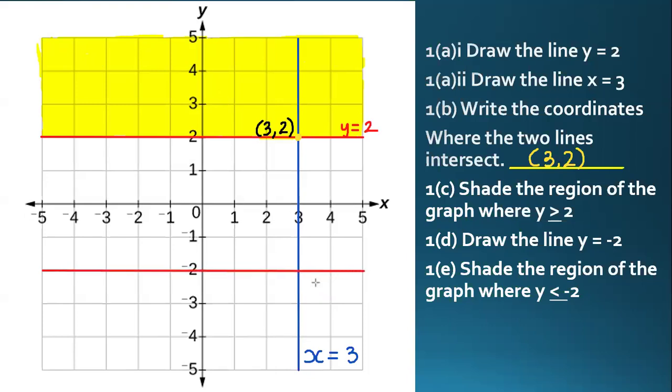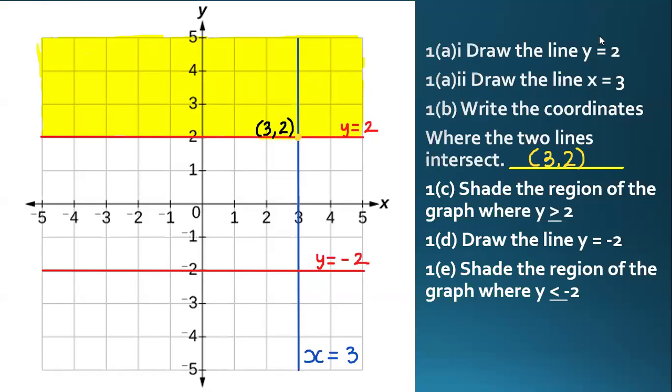It's going to be what? Y is equal to -2. This is our line here, because it's a horizontal line passing through -2 on the y-axis. And so that's what we have there. Again, it's a horizontal line passing through -2 on the y-axis.